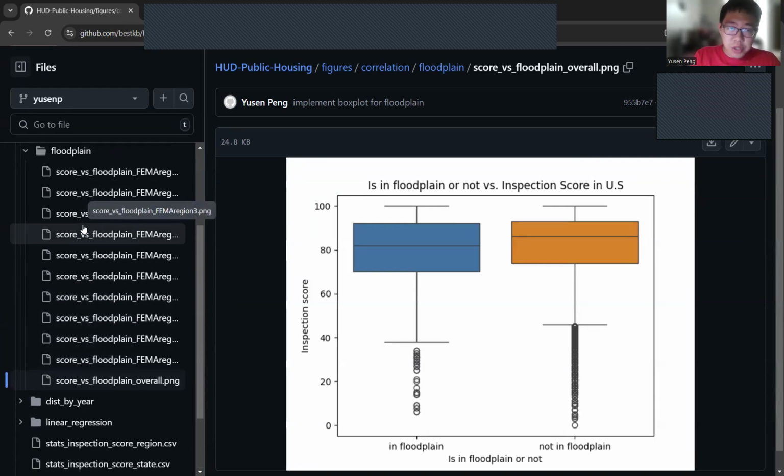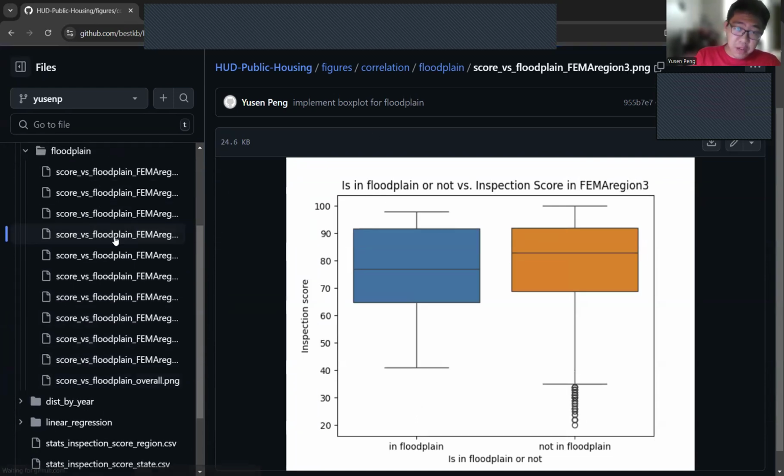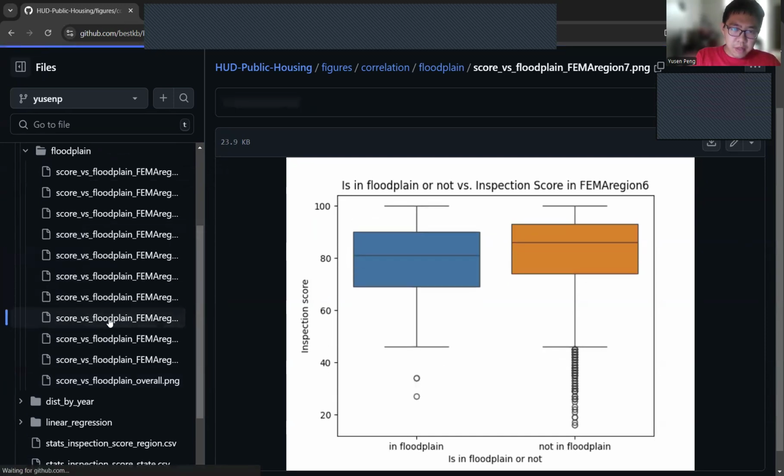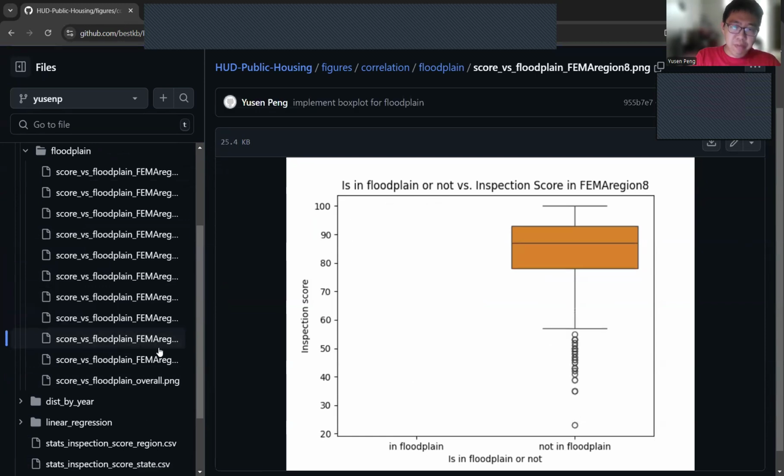And we also have the box plot for each individual FEMA region. Is that for each of them? I think for some plots the column is missing. Let's say for FEMA region 8, the reason is that not a single place is in a floodplain. So this part is not that useful.